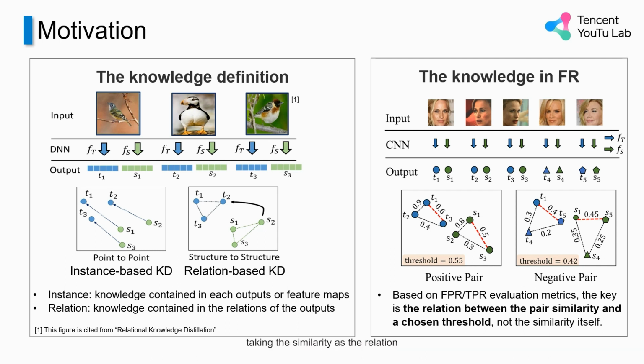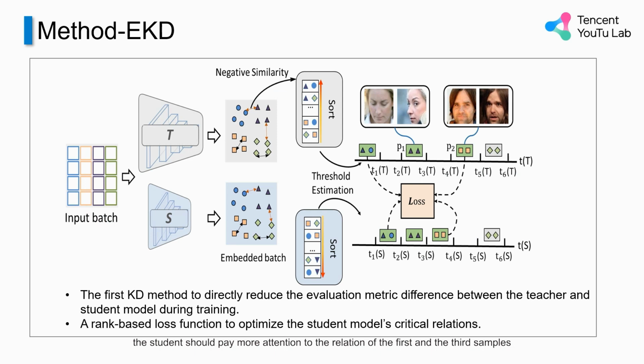In face recognition, taking the similarity as the relation, the key knowledge is the relation between the similarity and a chosen threshold. As shown in the figure, if the thresholds roughly correspond to FPR equals 1e-5 or 0.55, the relation of the first and the third samples is the only one whose similarities fall on different sides of the threshold in teacher and student models, and thus leads to the TPR difference. Therefore, to pursue the same TPR as the teacher, the student should pay more attention to the relation of the first and the third samples.